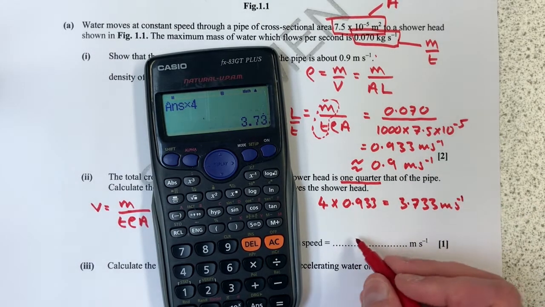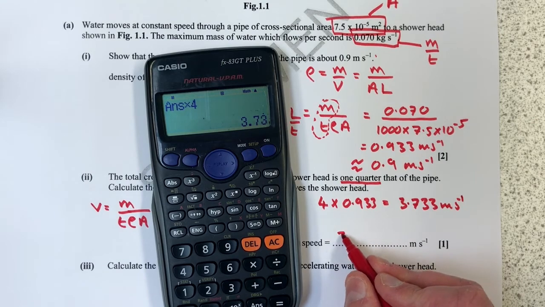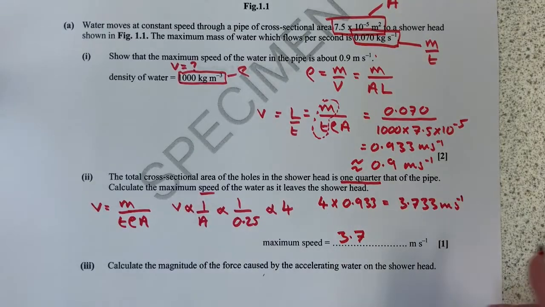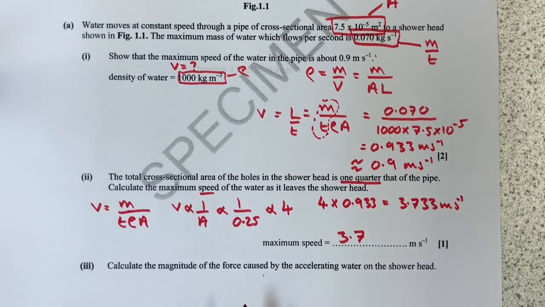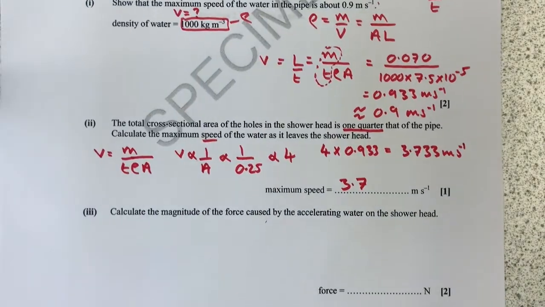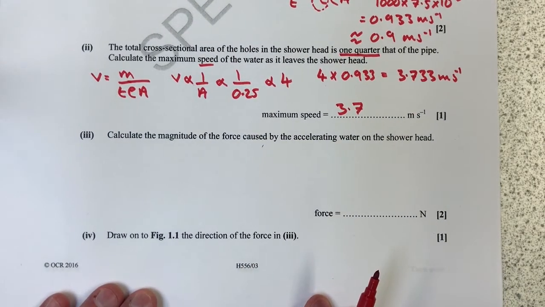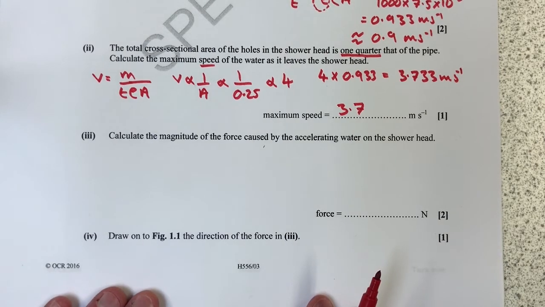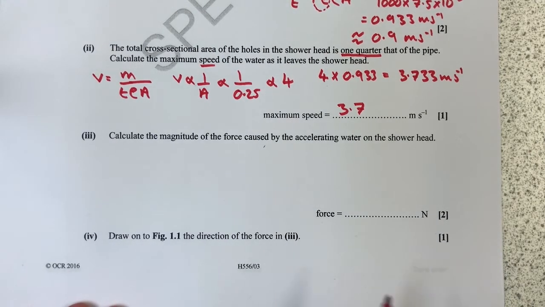So for this I'll just record that to 2 sig figs. Good manners, 3.7, as the numbers I've been given in the question are largely to 2 significant figures. Part 3. Calculate the magnitude of the force caused by the accelerating water on the shower head.